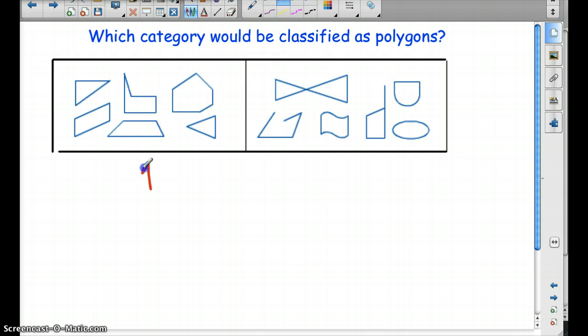Right, this would be the polygon group. Right here. Because they're closed figures formed by a finite number of sides. The sides share a common endpoint. If you notice, they all share a common endpoint. And each side intersects exactly two other sides, but only at their endpoints. So this is what polygons would look like. This is what polygons would not look like.